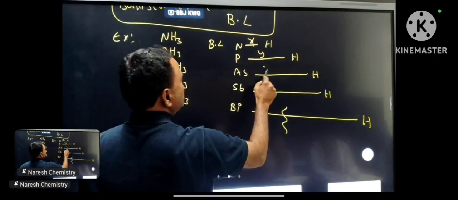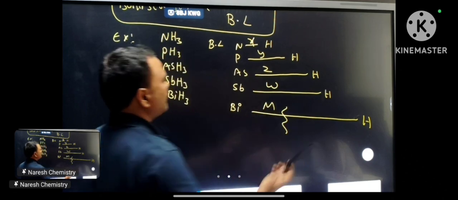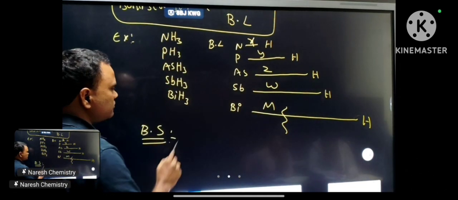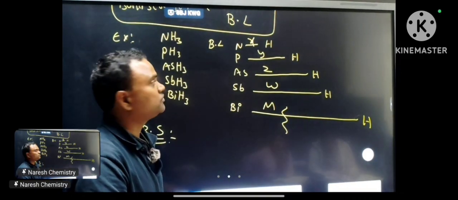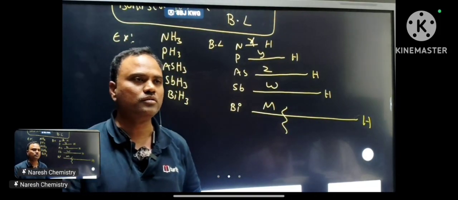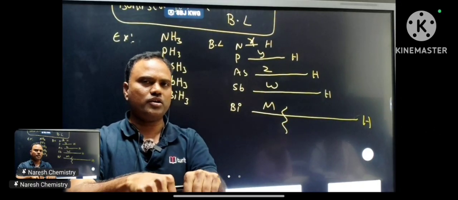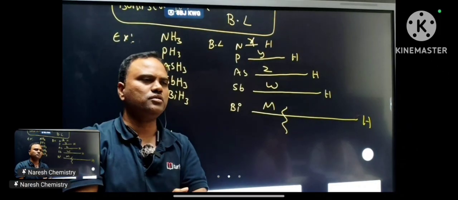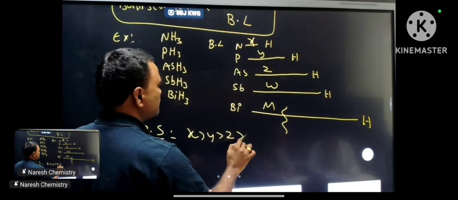X, Y, Z, W, and M. BS represents bond strength. Which has more bond strength? X, the X value is more. Why is X more? Because the distance between nitrogen and hydrogen is very less. Nitrogen and hydrogen are tightly held together. You cannot break easily. You have to give more energy. So bond strength is more. So the bond strength order is X greater than Y greater than Z greater than W greater than M.